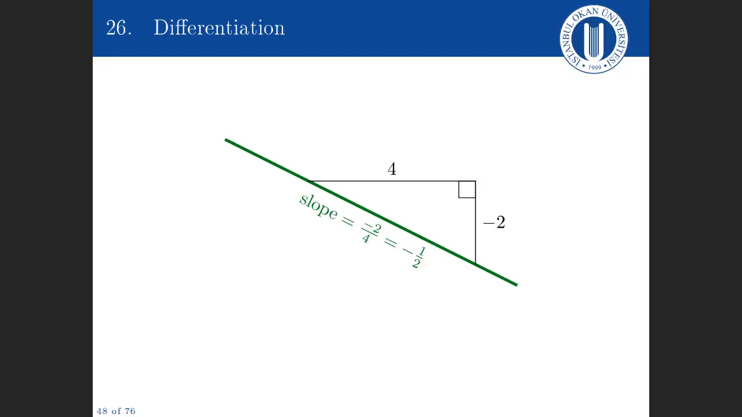Here's a green line which is sloping downwards. To show that it's sloping downwards, we say that our triangle has height minus 2. And then we can say that the slope of this line is minus 2 divided by 4, or minus a half. Okay, so that's slopes of lines. Anytime we have a line, draw the triangle, measure the height, measure the width, and then do the calculation to get the slope of the line.